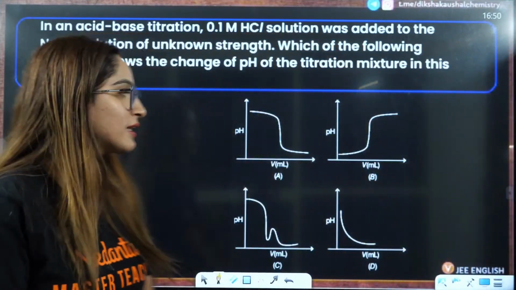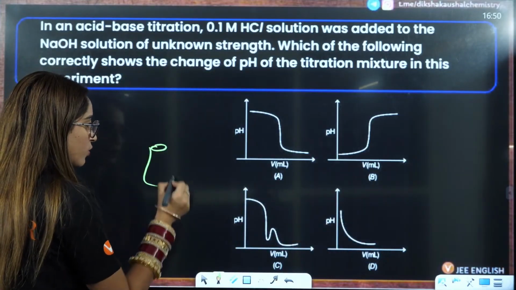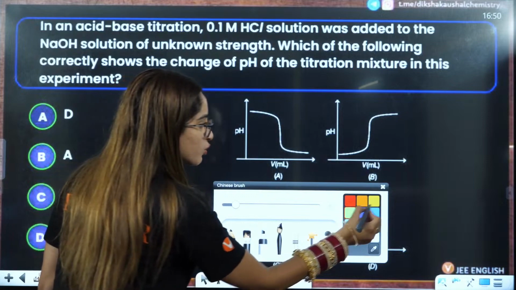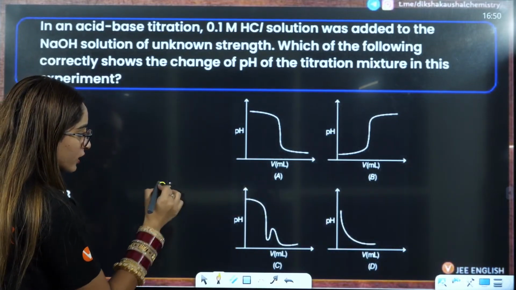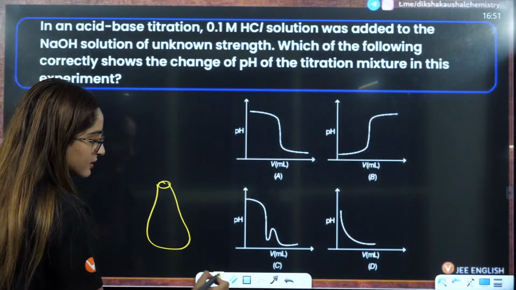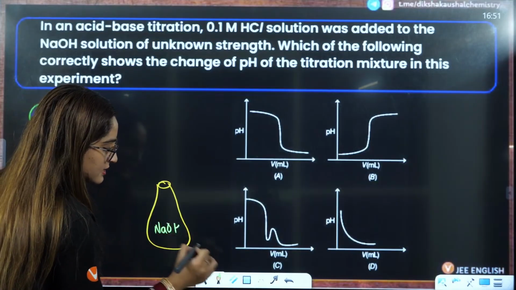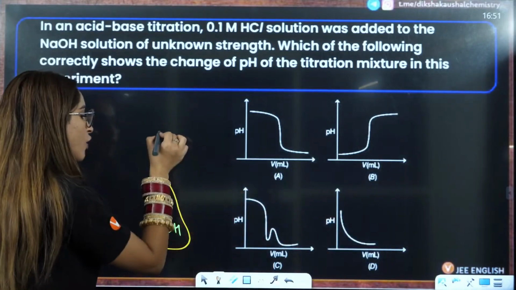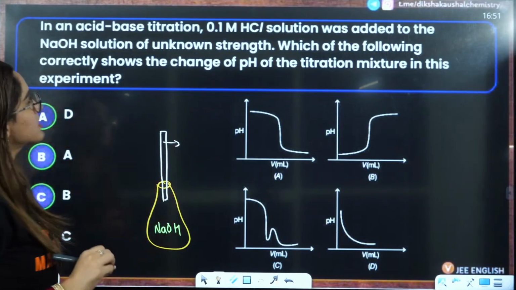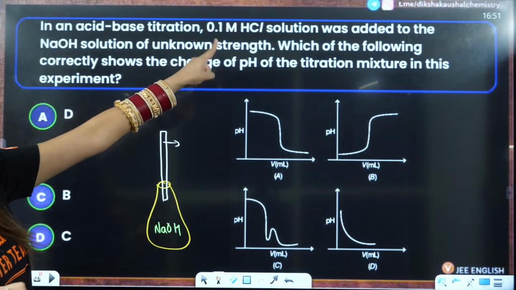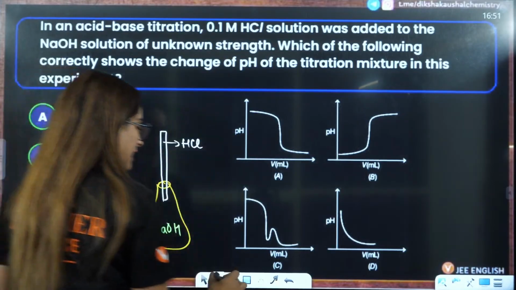See, what they are saying is, you have a conical flask. In this conical flask, what do you have? You have NaOH. And here from the burette, what are you adding? They are saying that in the acid-base titration, this much HCl was added. You are adding HCl here.